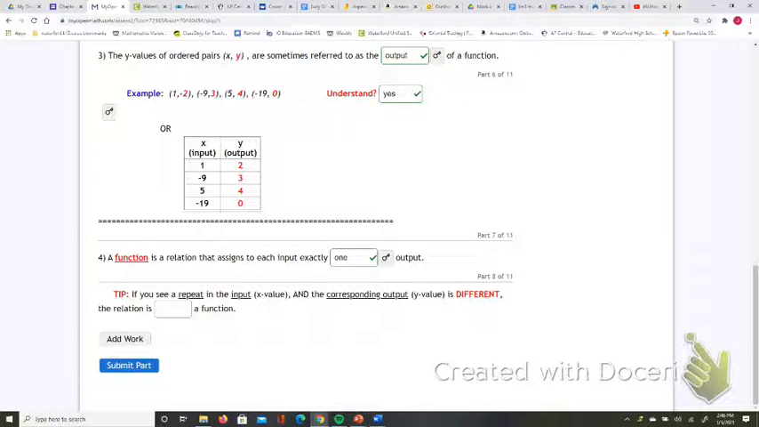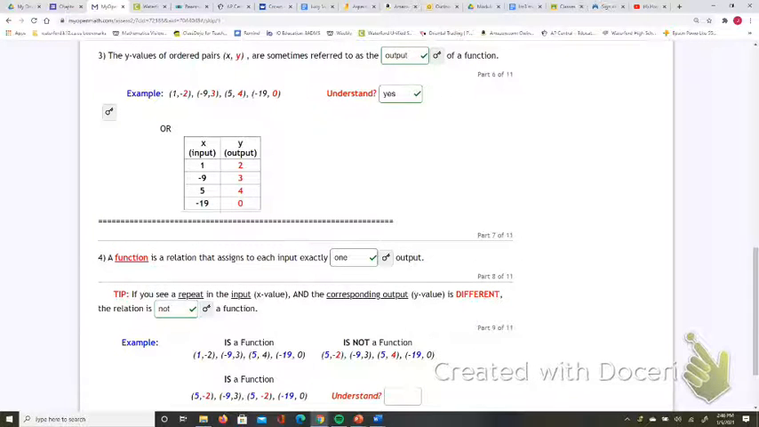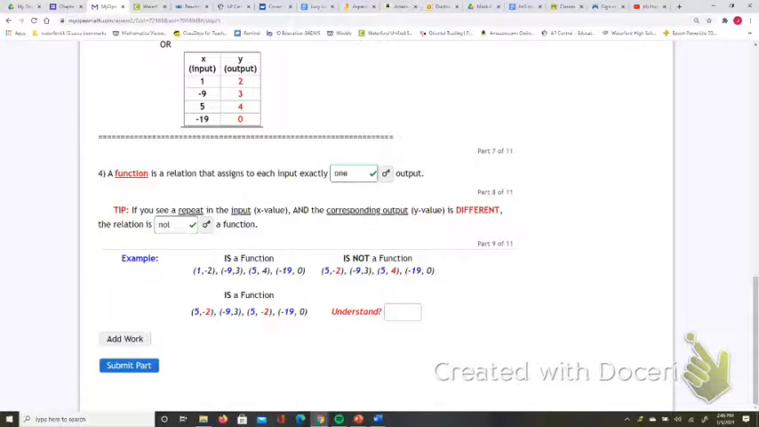Tip: if you see a repeat in the input x value and the corresponding output y value is different, the relation is not a function. Type the word not. Submit. So if you have the same x listed, the same input listed, and when you look over at the output it is different, that's the one that's not a function, because that's the one where you don't know what candy bar you're going to get.